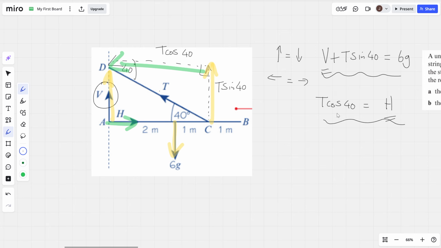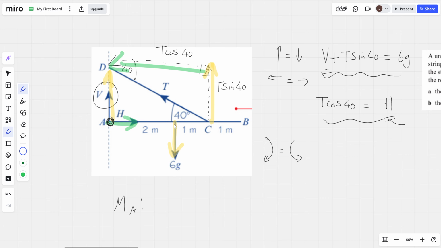Now that doesn't look that useful really. So it might be that moments is more useful. So where would we take the moments from? Taking the moments from here works really well because V and H are there, and when you take moments somewhere, you don't have to consider the forces at that point. So we're going to take moments at A also.